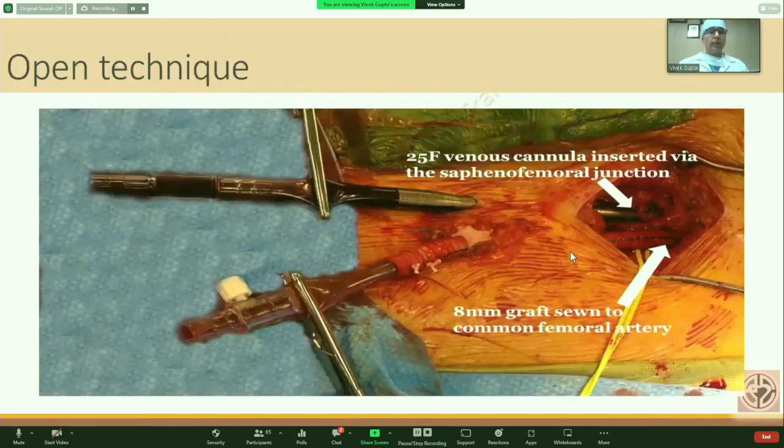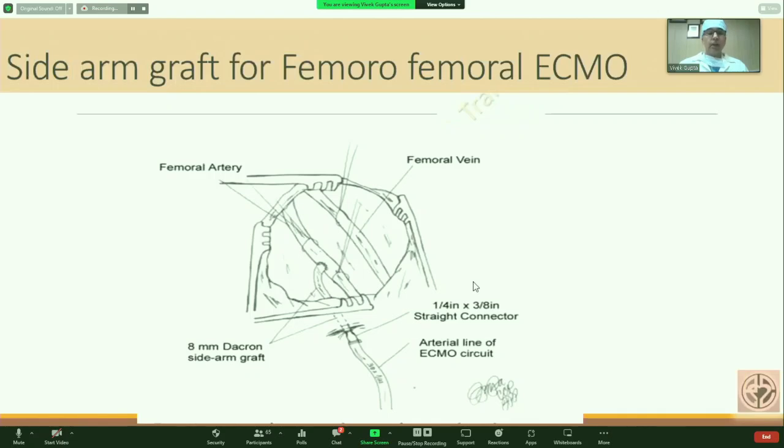This is the open technique. Here you can appreciate that the wound is a surgically open scar, and under vision there is a hole in the artery and the cannula has been placed and taken out through the skin.